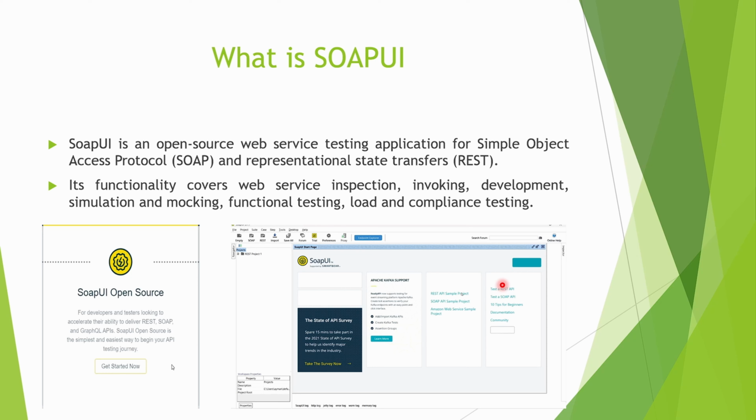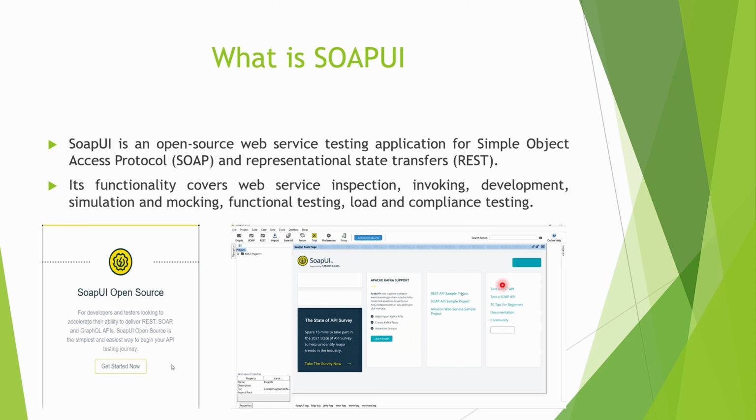Now, using SoapUI, we can test both SOAP and REST APIs. So it will be good for us. We will do an example in both of them, and it has a lot of functionality like simulation and mocking services, functional testing, load testing, compliance testing, a lot of functionality.